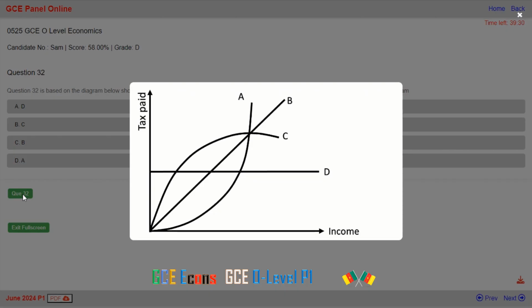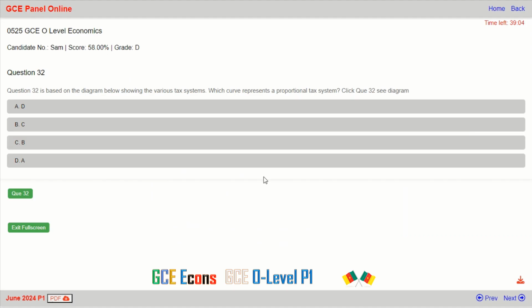Alright, so this is it. So we have different tax systems. Which one represents proportionate tax system? So proportional, B is proportional. If Z is constant, you see it increases and then decreases. So it's actually reducing, while A is increasing, right? So the proportionate one here is B. So you click back on any place on the page and we see. So we said our answer was B, right?